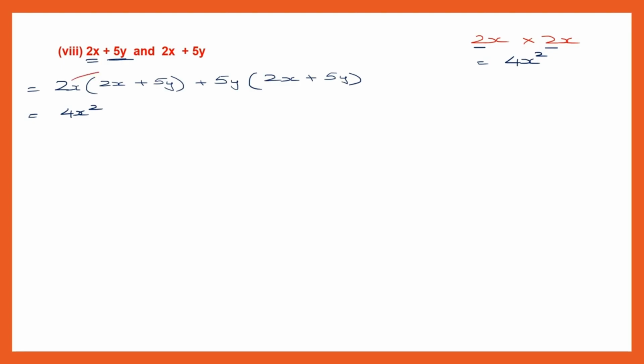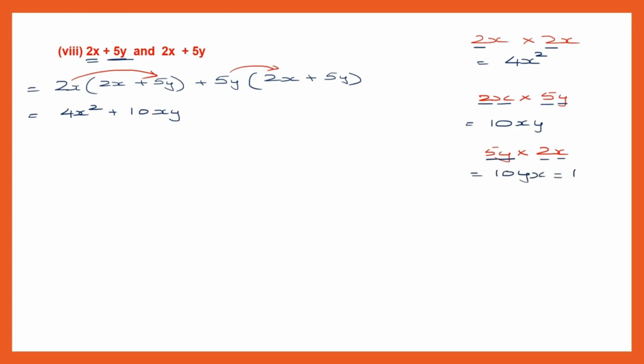Now we have to multiply with the second term, that is 2x into 5y. First multiply the numbers 2, 5. 2 5's are 10. Then we have 1x and 1y. That's 10xy, so that will be plus 10xy. Let's go to the next one. Multiply 5y into 2x. Multiply the numbers, 5 2's, that will be 10. Then we have 1y and 1x. You can also write this as 10xy. So this will be plus 10xy.